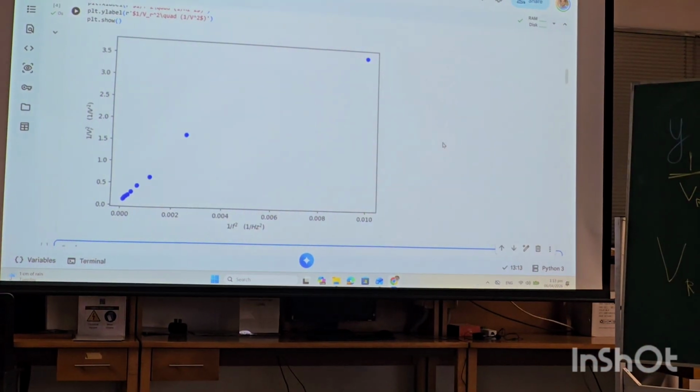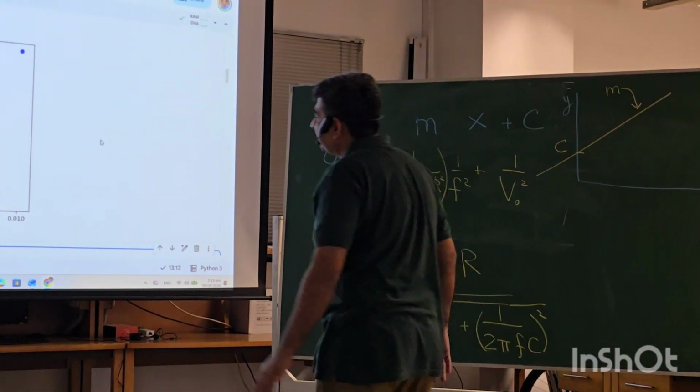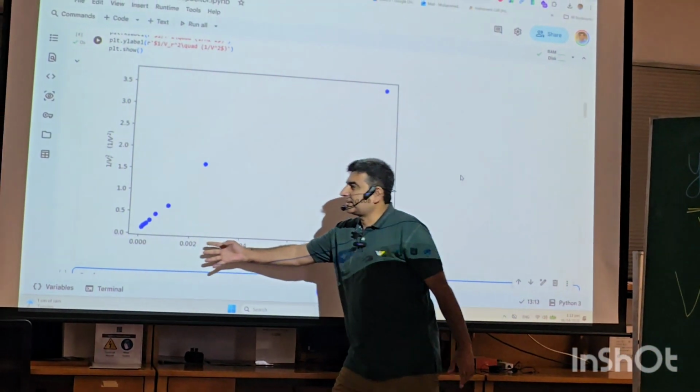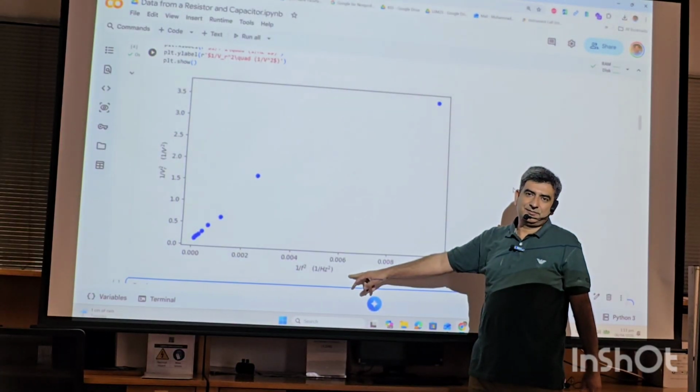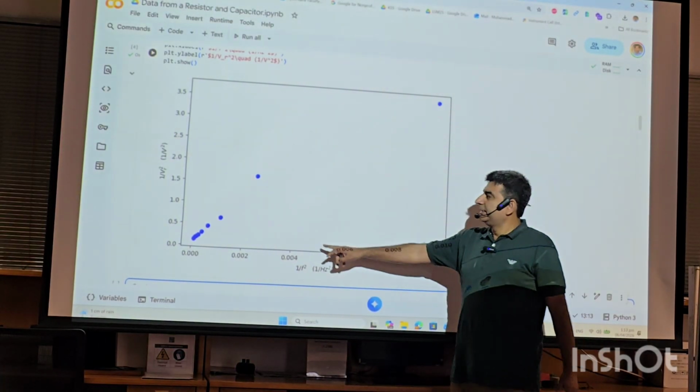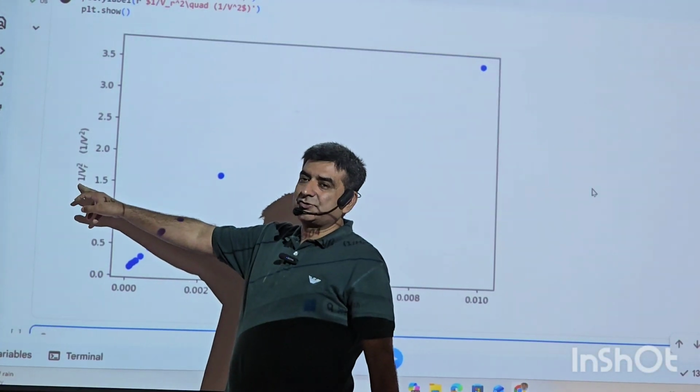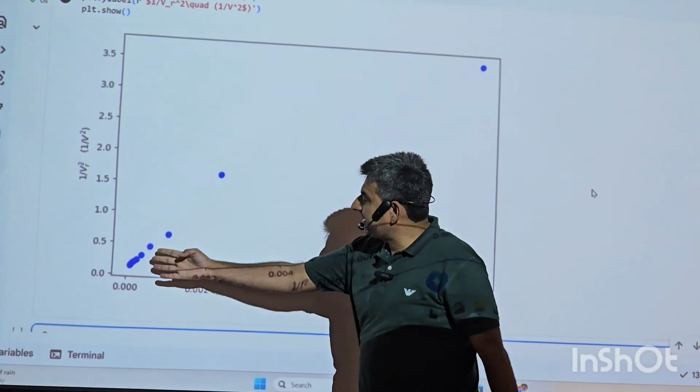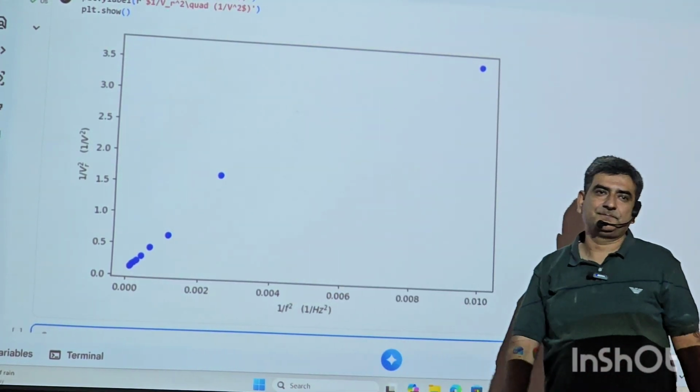Recasting of variables. This axis is now my x axis. This is 1 over f squared. This axis is 1 over VR squared. And I get this scatter of points.